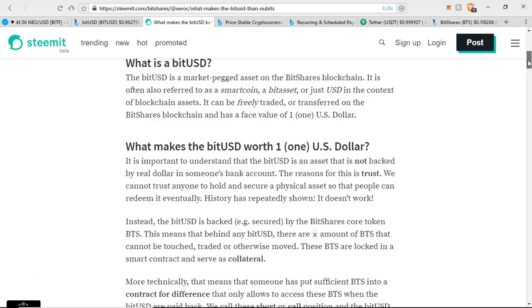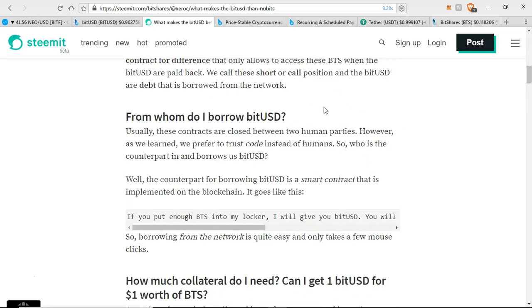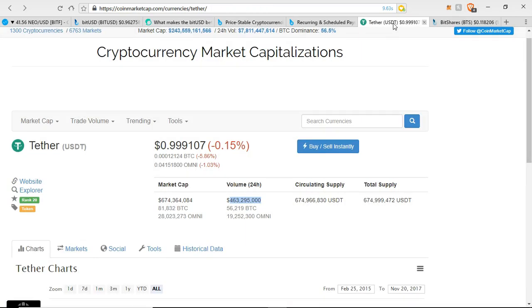On this article here, the first thing I want to touch on is this: from whom do I borrow bitUSD, right? So the thing with Tether, and I don't want this to be a huge comparison video, but it has to be made, right? Because the issue keeps coming up. Does Tether have what they say they have? Are they just printing, you know, tethers? Are they fractional reserve crypto? Like, are they basically printing tethers to buy BTC? You know, I don't know. I'm just speculating. I'm not accusing them of doing that.